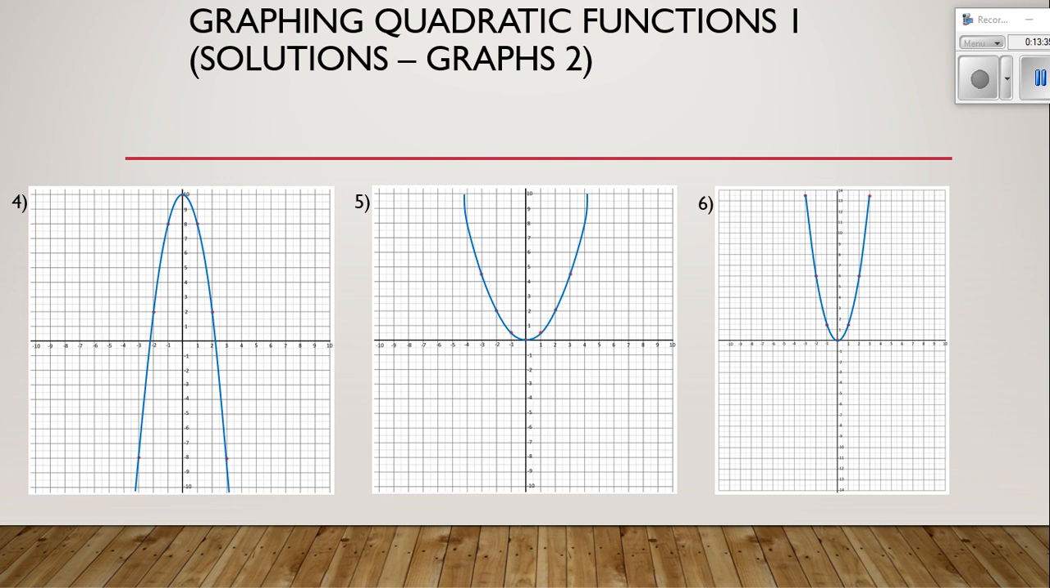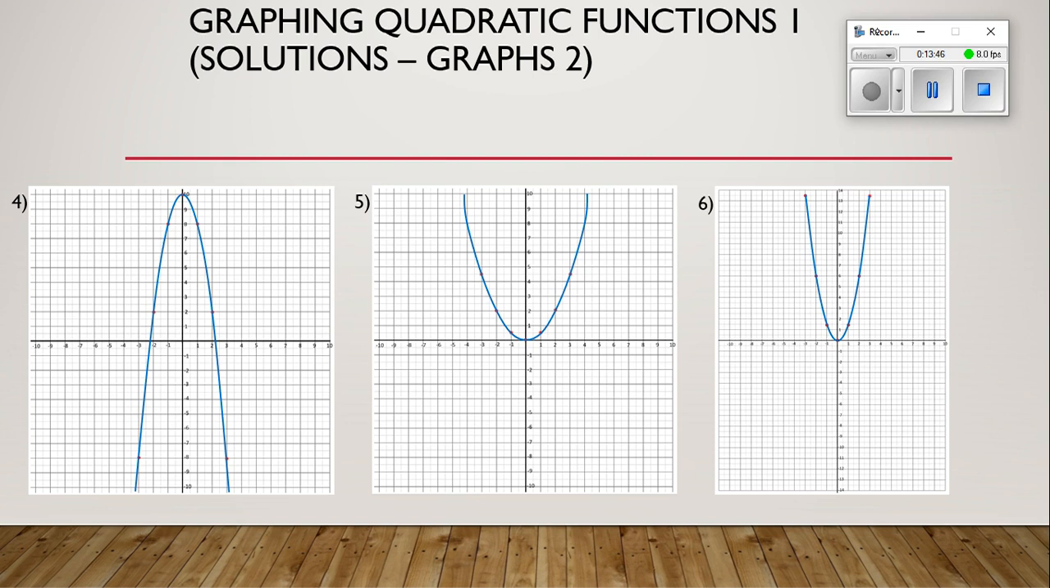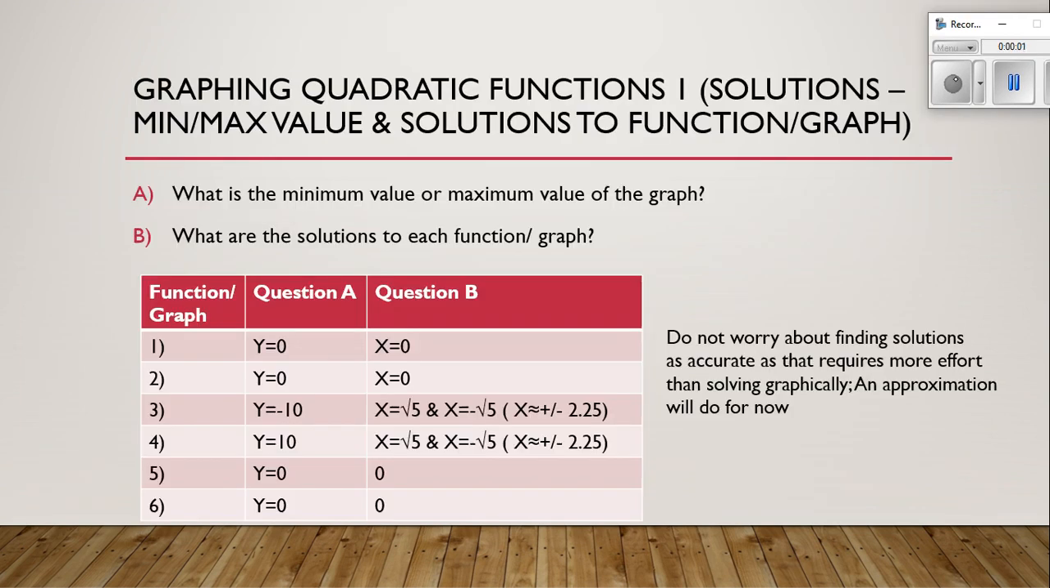Question 5, our minimum is 0, and our solutions are 0. And same thing for 6. Our solutions are 0, and our minimum is 0. So here are our solutions to our questions, our minimum and max values. So check your answers below.